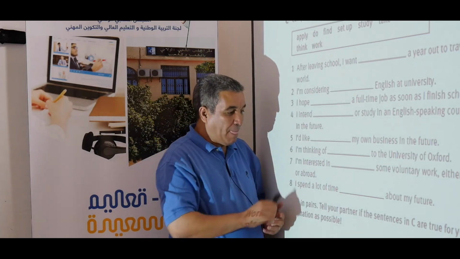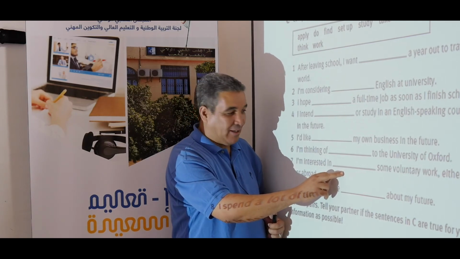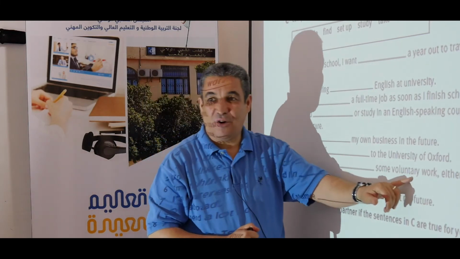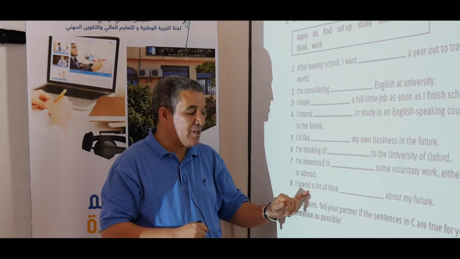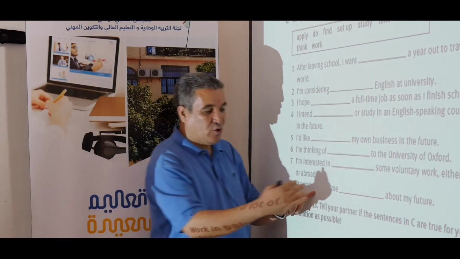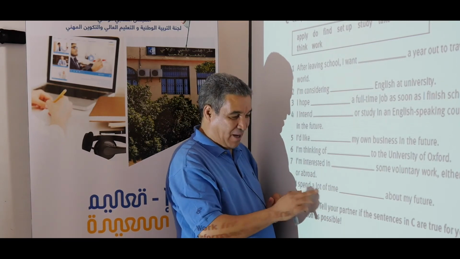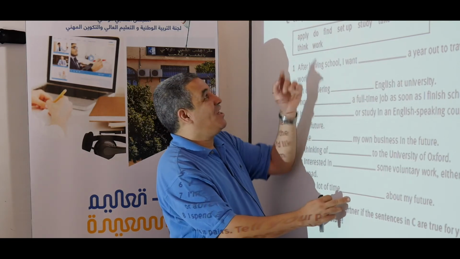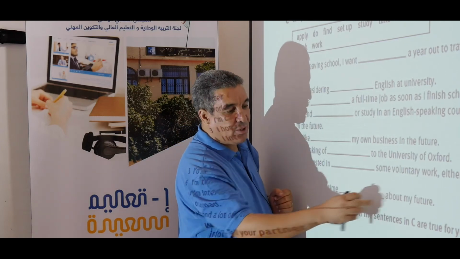So 7, I'm interested in doing. I'm interested in doing some voluntary work either in this country or 8, I spend a lot of time. So what pattern should the verb that comes after I spend a lot of time take? I spend a lot of time thinking, ing. I spend a lot of time thinking about my future.